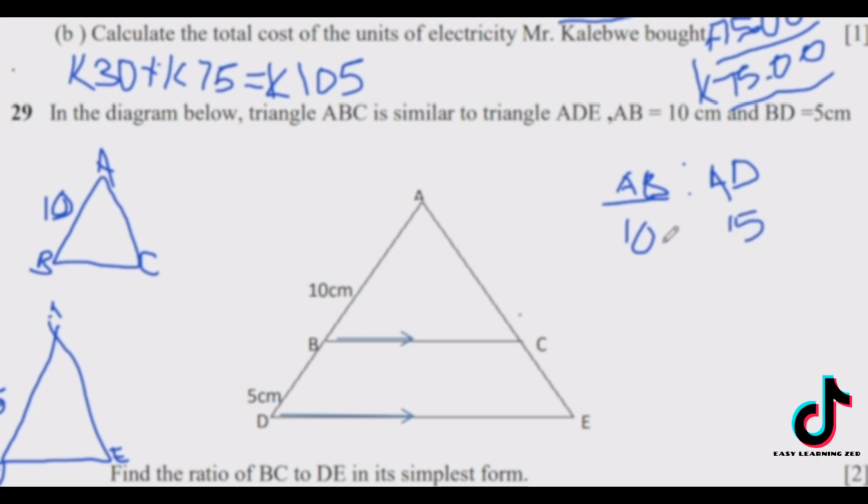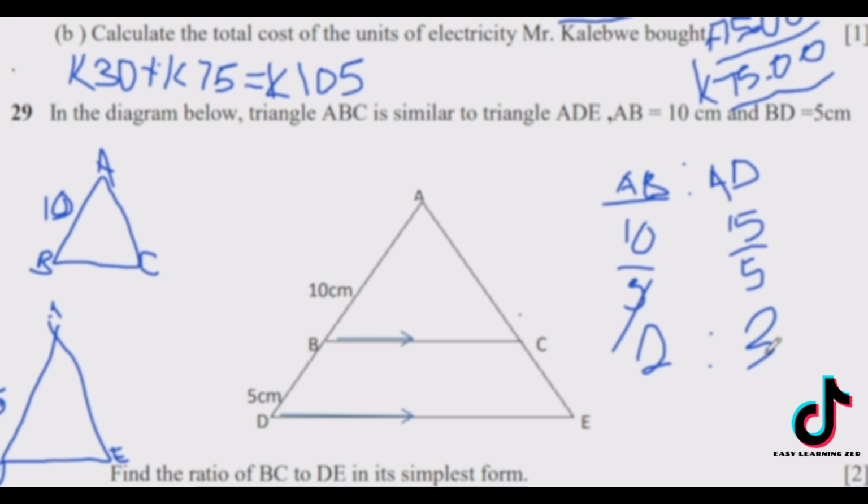So when we want to find the ratio of these sides, we divide both numbers by the same number, and the number that can go into 10 and 15 is 5. We divide both numbers by 5. That means 10 will go 2 times, and 15 will go 3 times. And now this is the ratio.